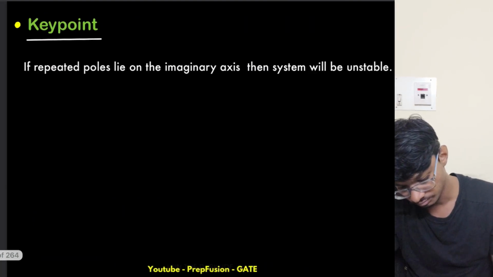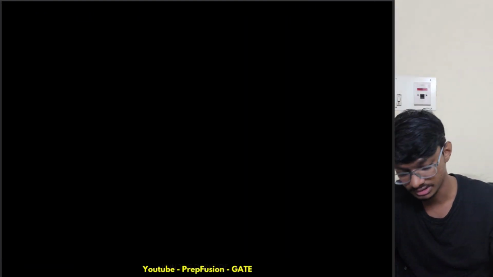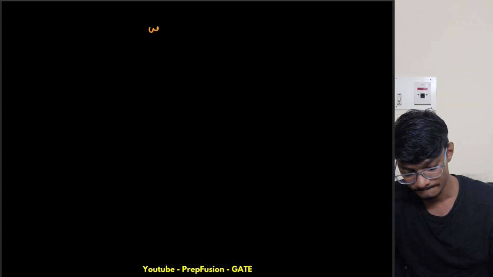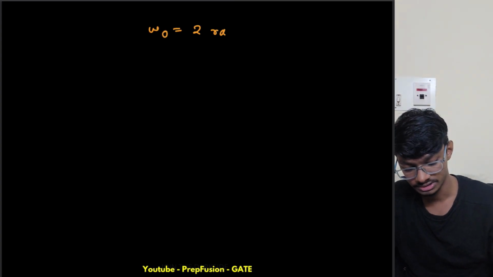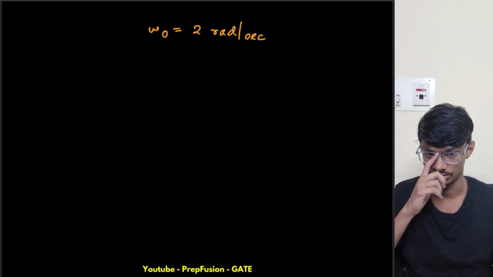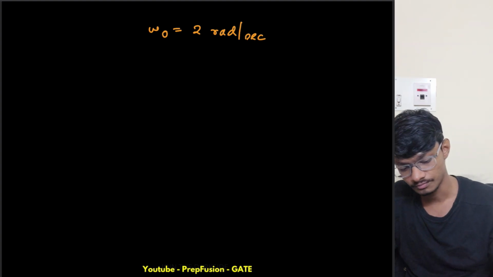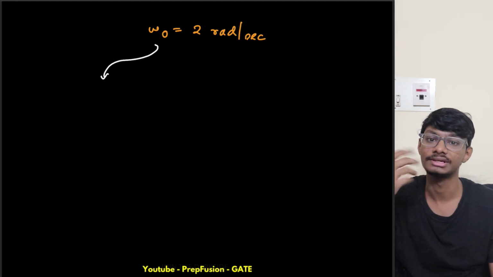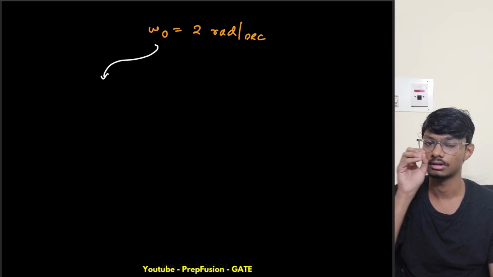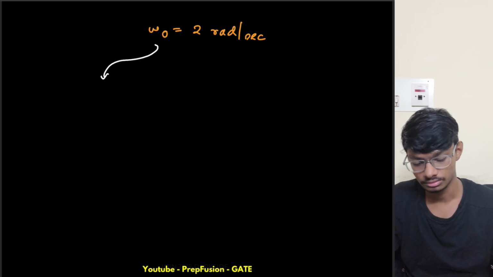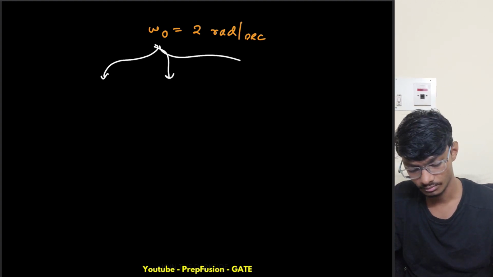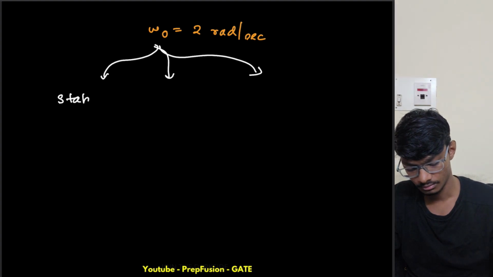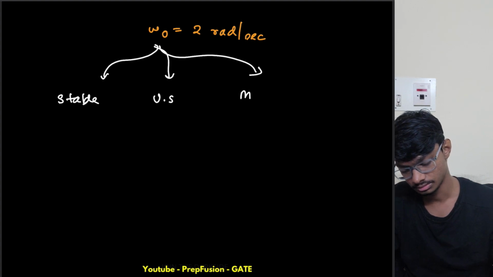So let me first take an example. Let's say we have a frequency of oscillation omega naught equals 2 radians per second. What do I mean by this? I will also explain that. Now there can be three cases. The system can be stable, unstable, or marginally stable. I will come to all of them. Stable, unstable, and let me write this one.